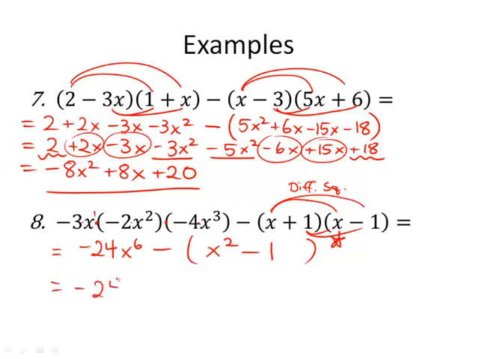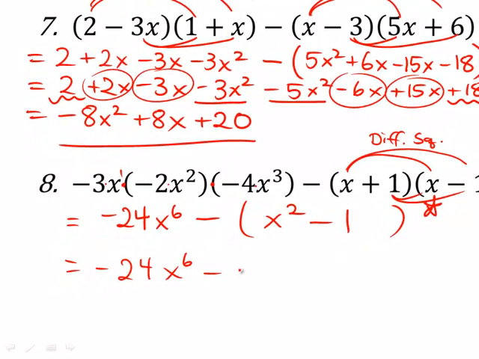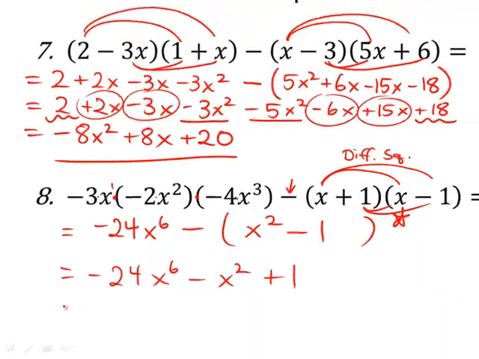This gives you negative 24x to the 6 minus x squared plus 1, because you have to change the signs because of this minus. And that is complete because there are no like terms.